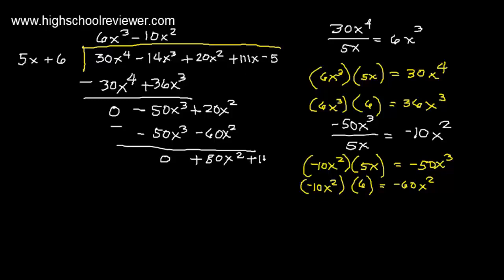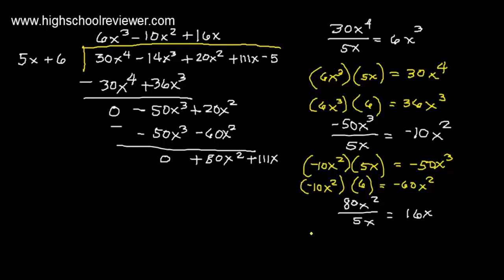And then bring down positive 111x. Positive 111x. And divide 80x squared with 5x. 80x squared divided by 5x. This will give us positive 16x. Put positive 16x here on the top. So this will be positive 16x. And then multiply 16x to 5x plus 6.